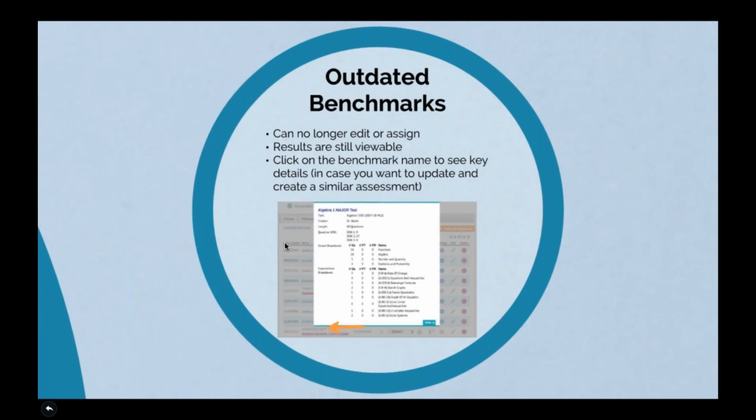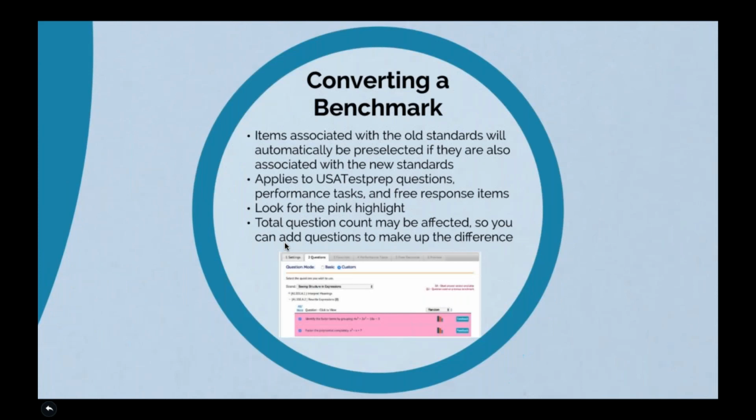click to convert it. And then once you convert it, what's going to happen is any question or performance task or free response that was part of your old benchmark, if it's still within the new standards, it's going to find it and it's going to highlight it in pink to let you know that was an item where it's overlapping between the old version of that subject and the new version. And then it's going to find those for you.